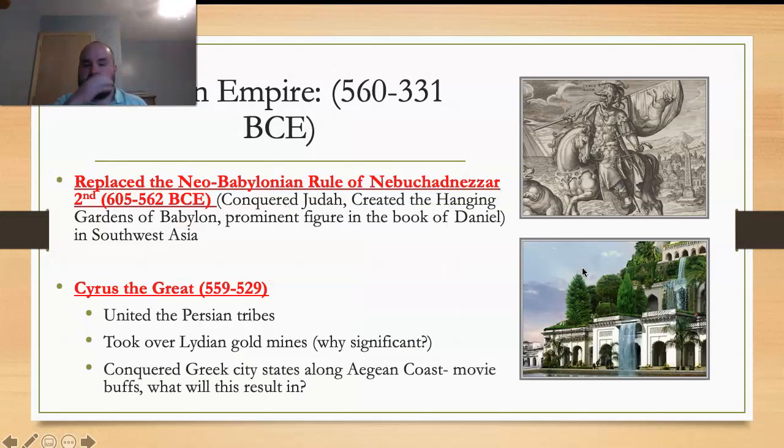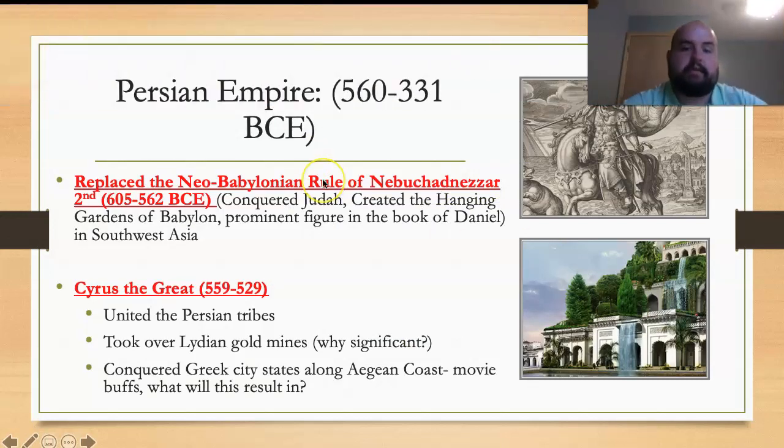Now, in the meantime, we'll go ahead and look at the Persian Empire. The Persian Empire was founded in 560 and lasted until about 331 BCE. This empire replaced the Neo-Babylonian rule of Nebuchadnezzar, who, as you may know from biblical history, is credited as having conquered Judah, created the Hanging Gardens of Babylon here, and is a prominent figure in the book of Daniel.